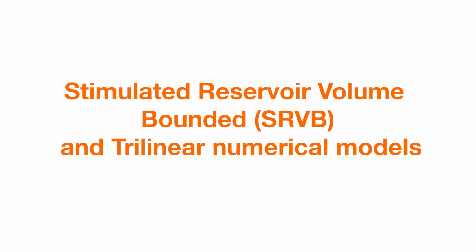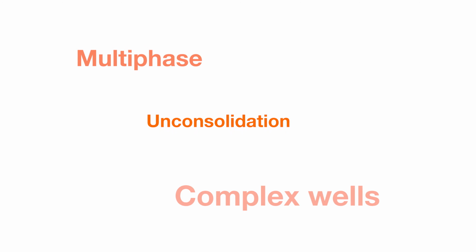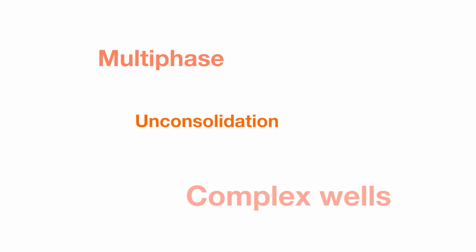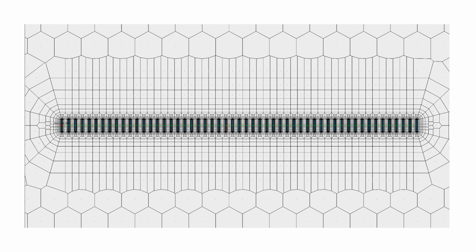Stimulated Reservoir Volume, SRV, and Trilinear Numerical Models. When analyzing an unconventional reservoir with strong nonlinear effects, the most rigorous option is to run a numerical model. With longer laterals and more fracture stages, the corresponding numerical models require a high number of grid blocks, and they can become very CPU intensive. Even if a single model runs in minutes, history matching iterations could take significant time.